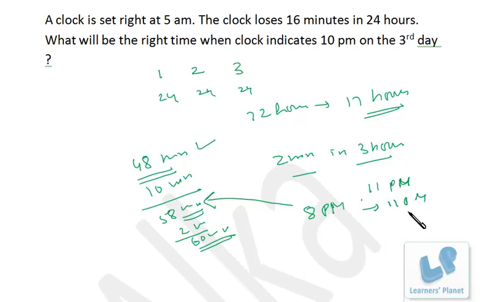So till 11 p.m., 60 minutes are lost. That means when exactly it is 11 p.m., this clock is showing 10 p.m. So this clock is showing 10 p.m. when the actual or accurate clock is showing 11 p.m. So 1 hour is lost. So what will be the right time? It's actually 11 p.m. So not much calculation is involved. You just have to think logically, nothing else. Okay.